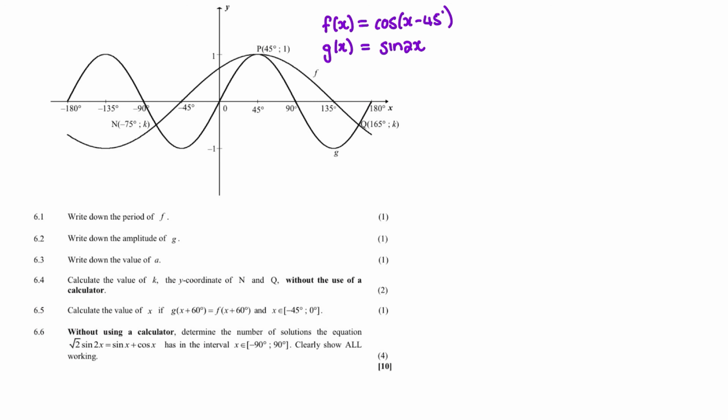6.6. Without using a calculator, determine the number of solutions to the equation root 2 sine 2x equals sine x plus cos x in the interval of x between minus 90 and 90 degrees. Clearly show all your working. So let us start by writing down that equation. We have root 2 sine 2x is equal to sine x plus cos x.